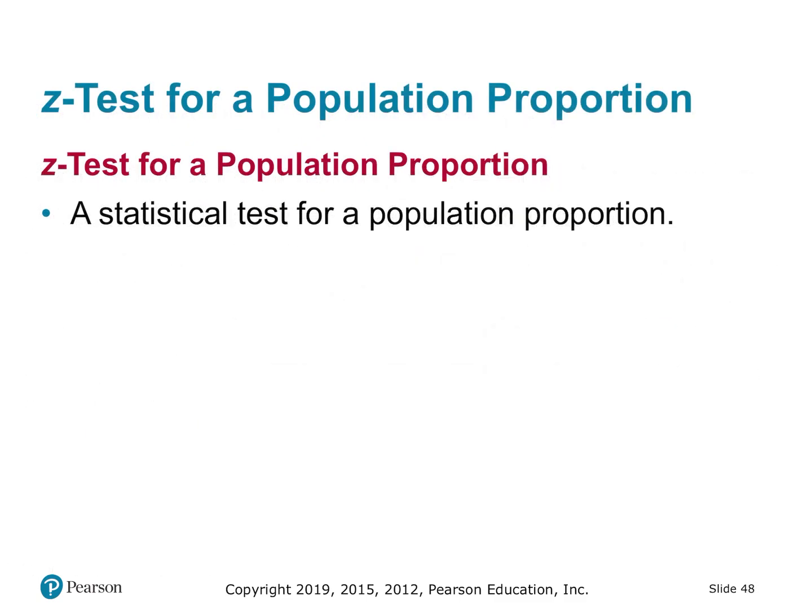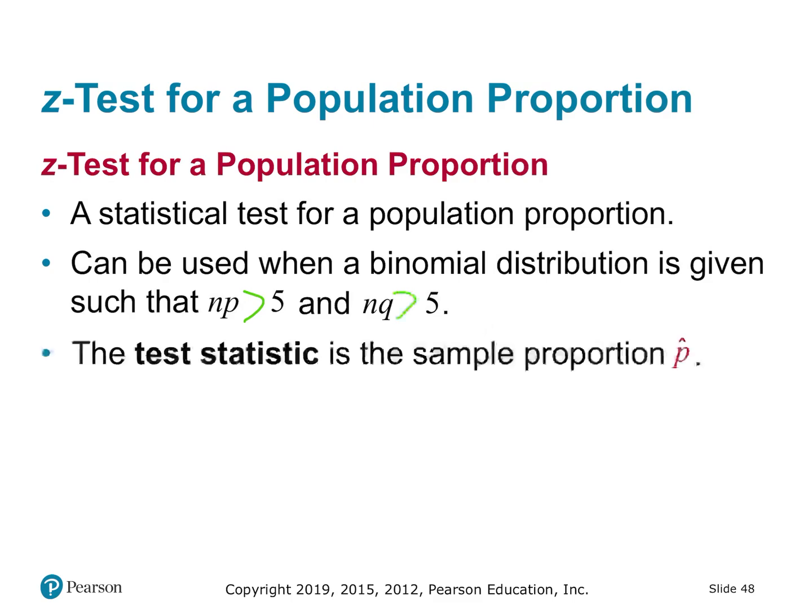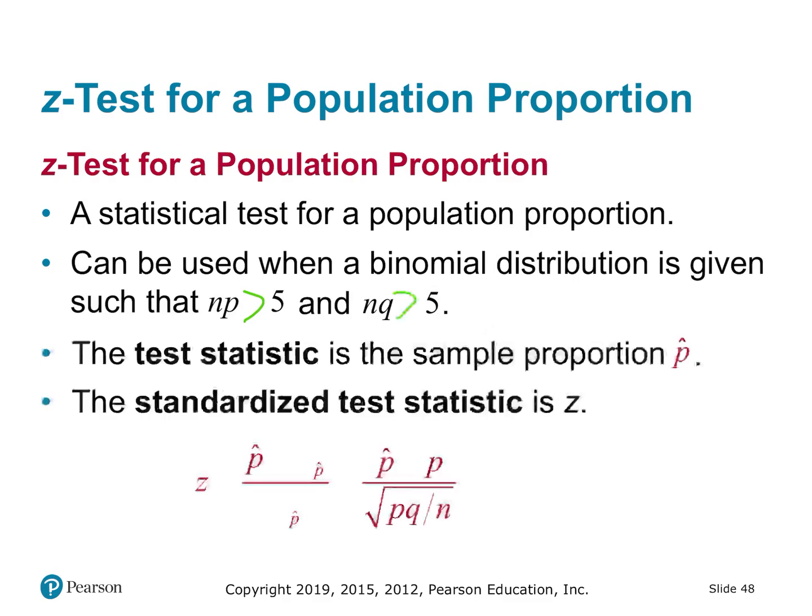Let's go to another part here. Z-test for the population proportion, and this is just kind of an instant review. Be sure we have the numbers greater than 5. The test statistic is the sample proportion p hat, and Z would be used assuming that these are in place, which they will be. So this is one way to look at it.